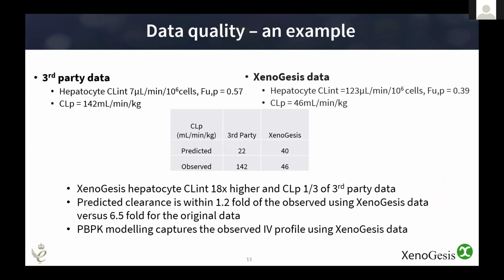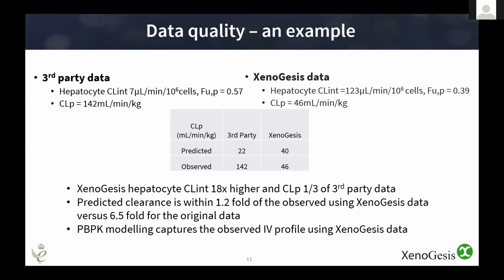We repeated the intrinsic clearance for the client, and we also repeated the in vivo clearance because there were some flags from that data. And actually what you can see in the table in the middle, this is now the predicted clearance by the third-party data, predicting to be 22, but their observed was 142. When we used our data, we predicted 40, and actually when we did it, it was 46. So again, the predicted clearance is absolutely correct when you use the right data.